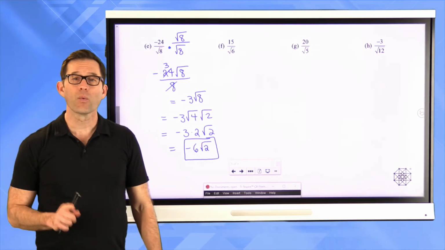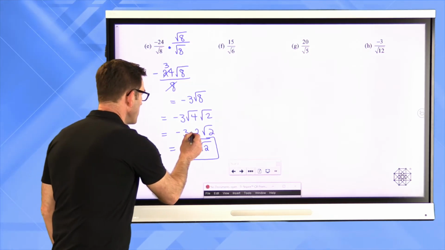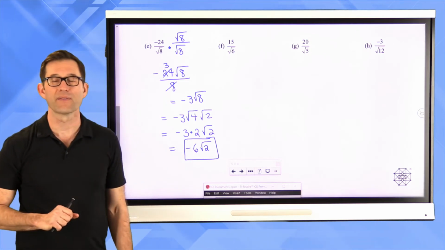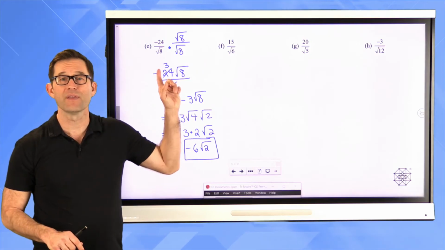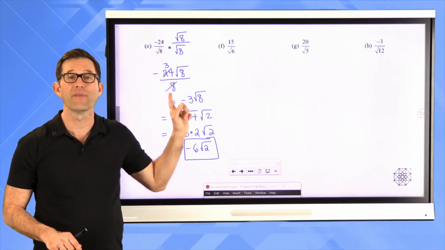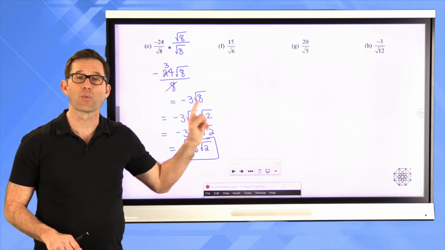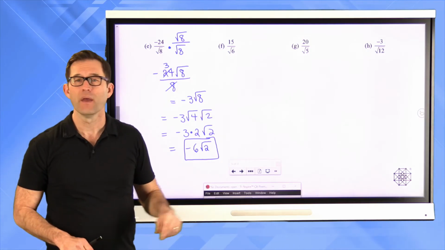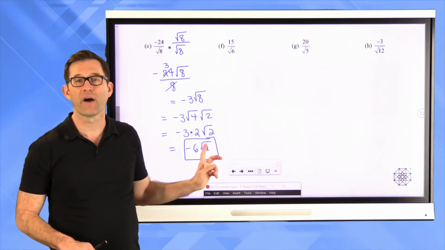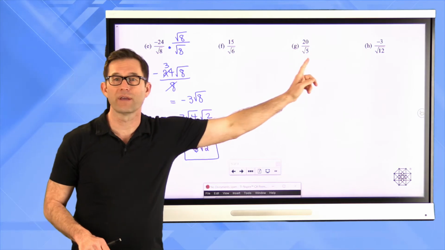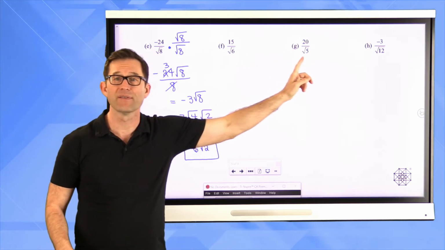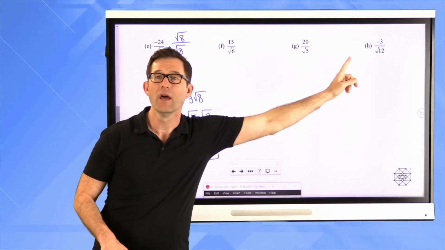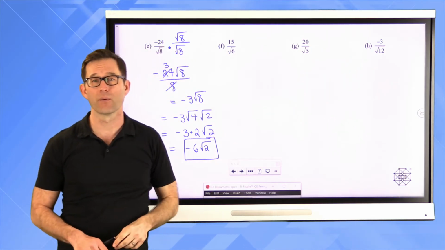And it's a lot of work for 2 reasons. One, because the 8 and the 24 can simplify at this point, and because the square root of 8 itself can simplify. Now, we're not going to have to worry about simplifying a square root either here or here, because the square root of 6, there's no way to simplify that, and the square root of 5, no way to simplify that. But we will run into the same issue over here with the square root of 12.